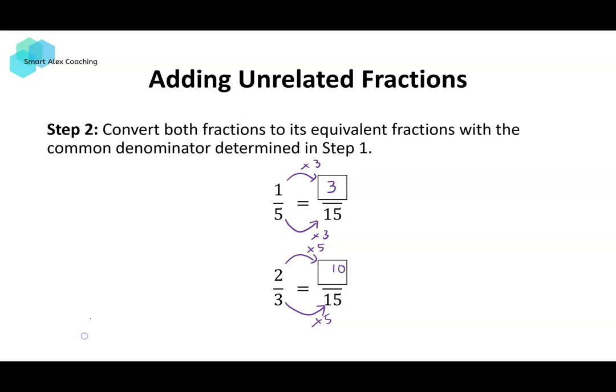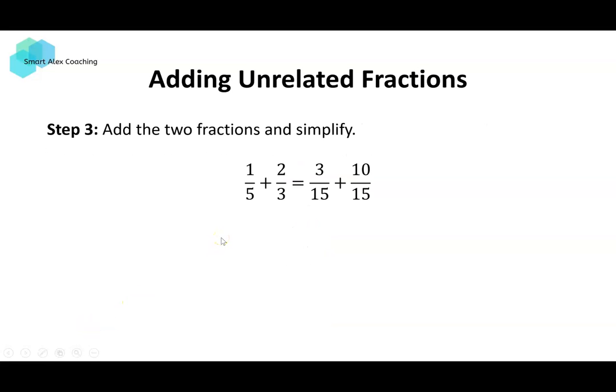Our next step, we then add the two fractions together. 1/5 plus 2/3 is the same as 3/15 plus 10/15. Since the denominators are the same, we simply add the numerators, 3 and 10. We're going to get 13/15. Notice here we cannot simplify. This is already in the simplest form.